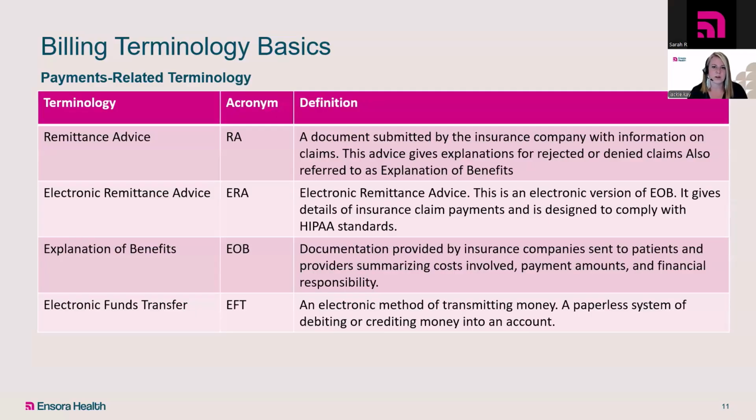We also have your EOB, or explanation of benefits. That's documentation provided by insurance companies, sent to patients and providers, summarizing costs involved, payment amounts, and financial responsibility. We also have your EFT, electronic funds transfer, and that's an electronic method of transmitting money, a paperless system of debiting or crediting an amount into the account. So this is the payments that you're getting from the insurance into your bank account.